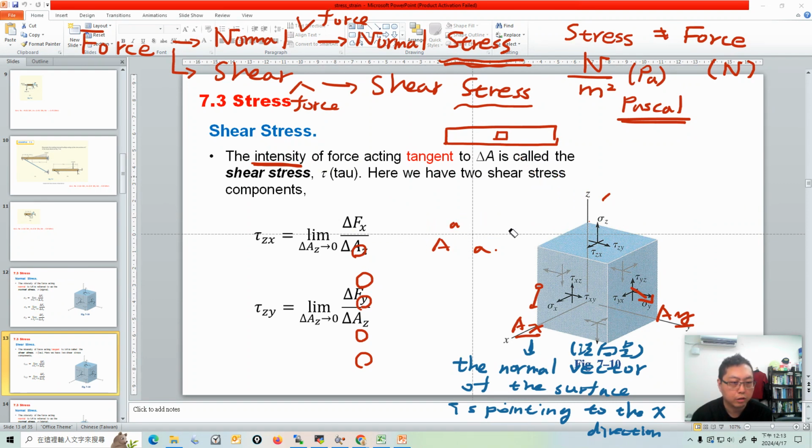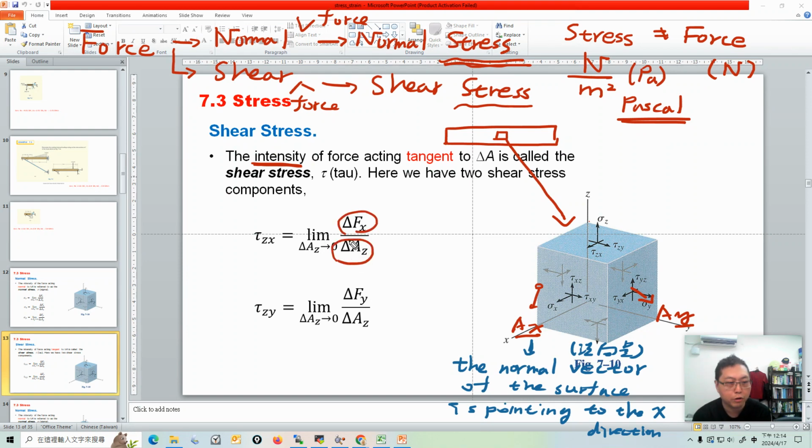Let me erase this. Okay, this part. We still use this element, a small element of material. Just like the normal stress, shear stress is also an intensity. It's also a force divided by area.